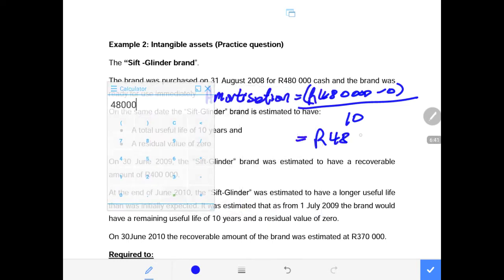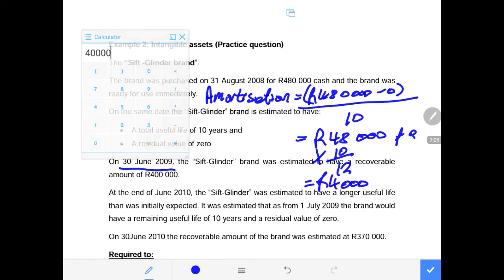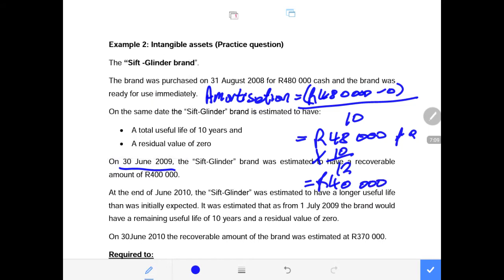So now this is 48,000 amortization per annum for the full year, but I only need it for 10 months, from the 1st of September up until the 30th of June 2009. So I multiply this by 10 over 12 in order to get amortization only for a period of 10 months in the accounting period of 2009. So now I can say that my amortization is an amount of 40,000 rands. This is amortization for the period of 10 months.